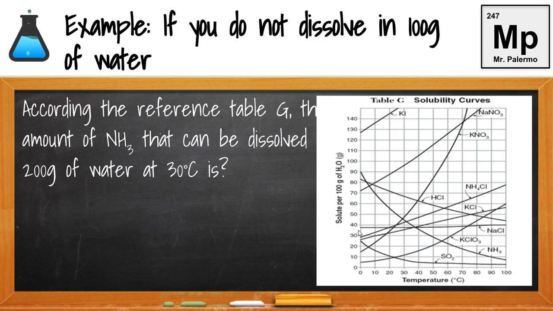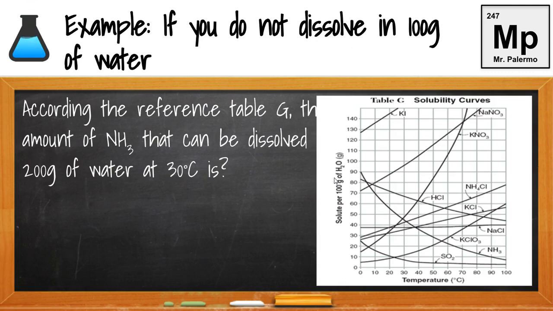And let's look at one more example. This is if you do not dissolve in 100 grams of water, what happens? So this chart is set up for 100 grams of water, but what happens if we use less than that or more than that? So 50 grams of water or 200 grams of water. So this question says, according to reference table G, the amount of NH3 that can be dissolved in 200 grams of water at 30 degrees Celsius is.